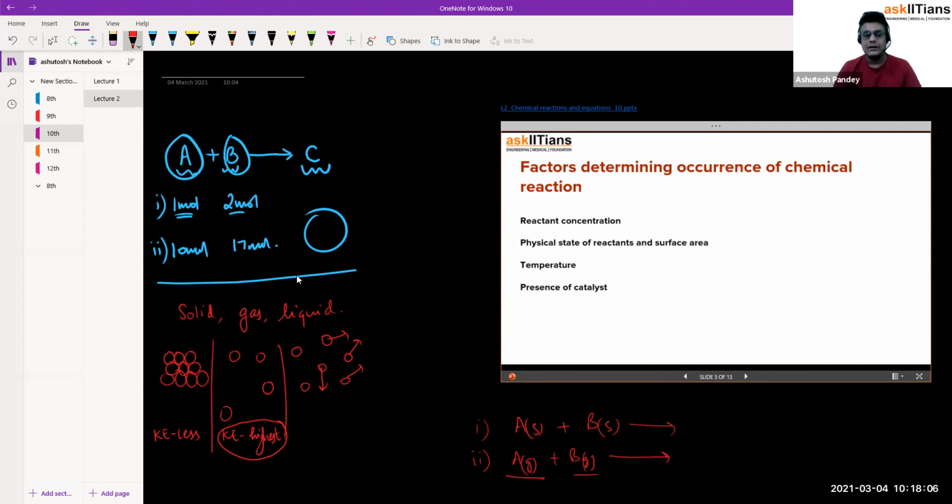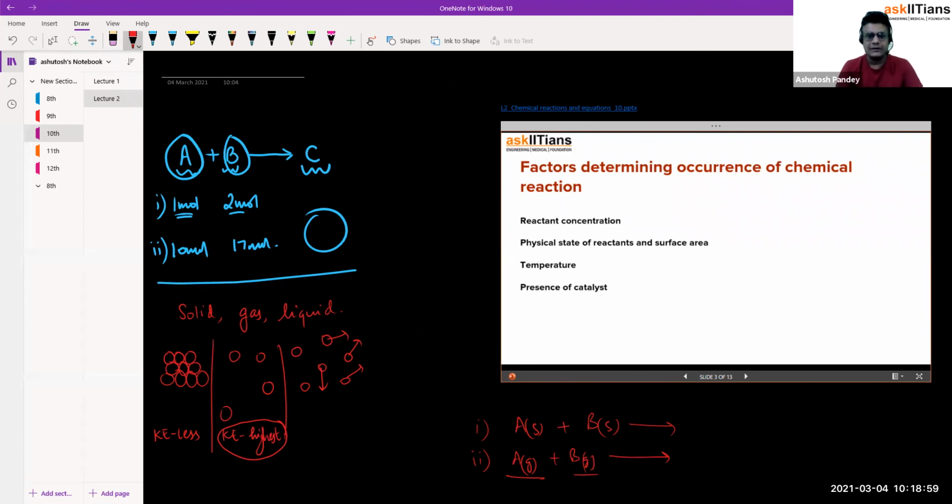Now, surface area. Surface area means the area of interaction. One reactant has this much surface area, another reactant has this much surface area. So when they come closer to each other, the interaction area is very high. Now, let's say we have another case where the surface area is very small, this much only, and the other reactant has more surface area. Then the interaction between these two will be less. So when lesser surface areas are interacting with each other, then fewer molecules are interacting. More surface area means more molecules, less surface area means fewer molecules.